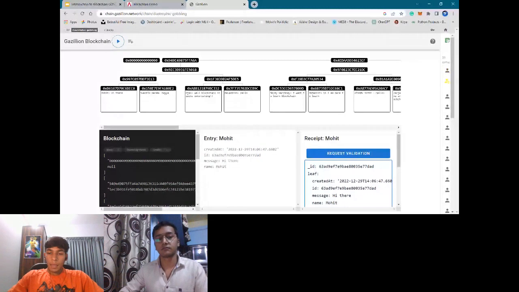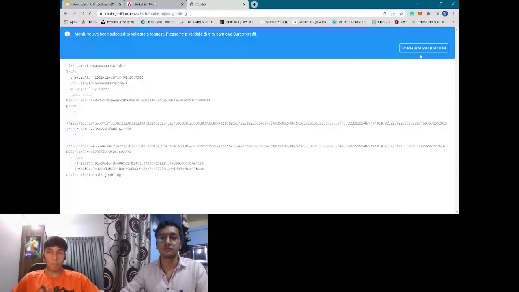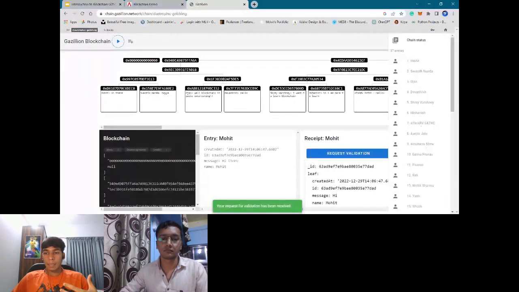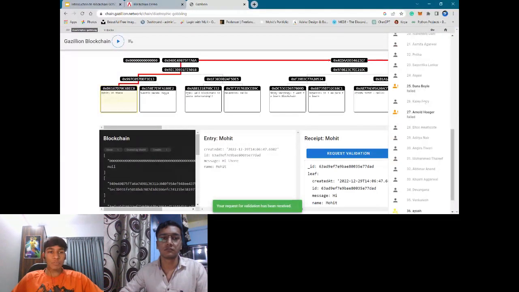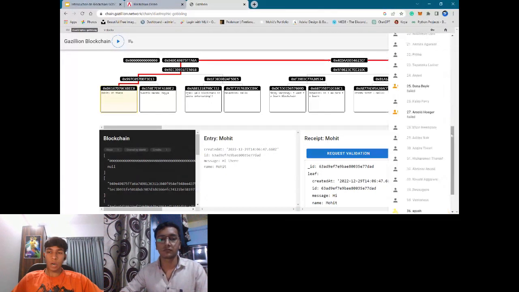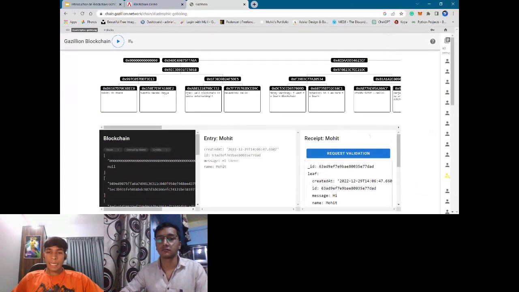Suppose I wrote a message, and I did some editing to it, and I requested a validation. I get a chance to perform validation. Suppose I got a validation request. I perform a validation, and it went through because that was a genuine transaction. But if I did a fake transaction, I tampered with the blockchain, and then I request a validation, as you can see, it failed. There is a red line that you can see, because I've tampered with my block, and it didn't go through the blockchain. So just try to tamper with it and put a request validation.